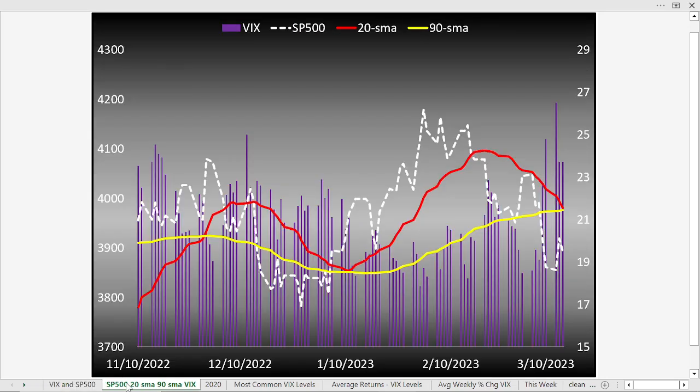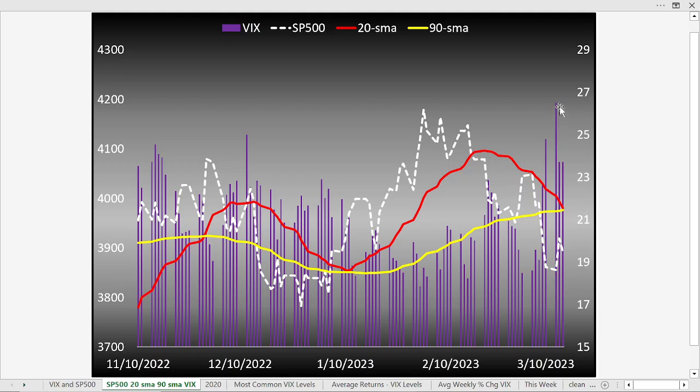Take a look at the S&P 500. That's the white jagged line. The VIX is shown here by the purple histogram bars. When the S&P 500 goes up, we see the VIX remains near the lows around the 18, 19, 20 level. Conversely, when the S&P 500 goes down, we see these histogram bars spike higher.